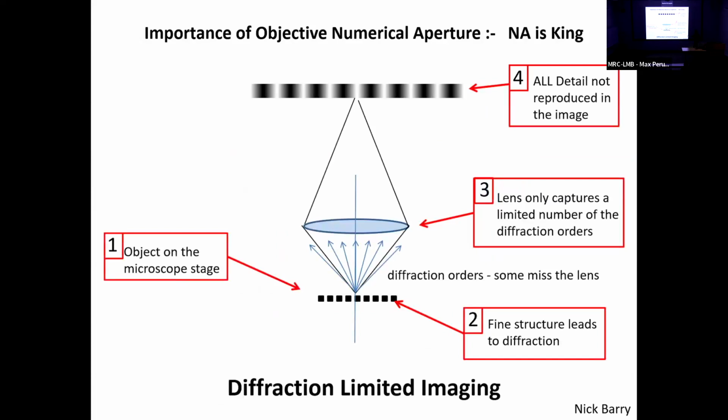So to recapitulate all that again, we've got some object on the stage. It creates a lot of diffraction orders. Fine structure leads to the diffraction. The lens only captures a limited number of these diffraction orders, so all the detail is not reproduced in the image. And this is what's known as diffraction limited imaging. This is something we can't beat with the microscope, and it's wavelength dependent, but it's also dependent on this aperture angle here. So we want that angle to be big.